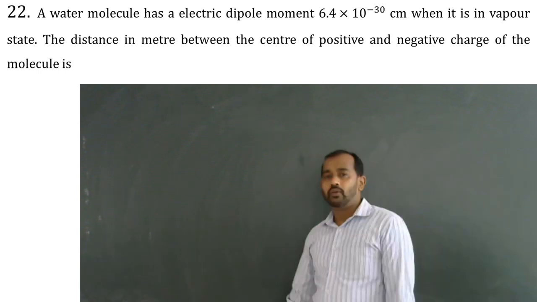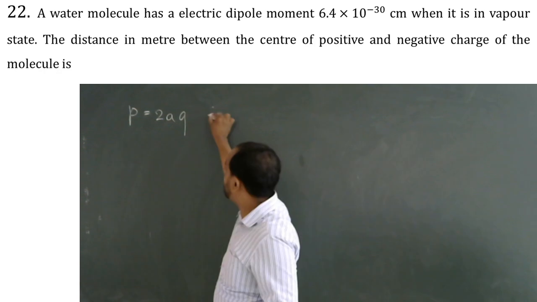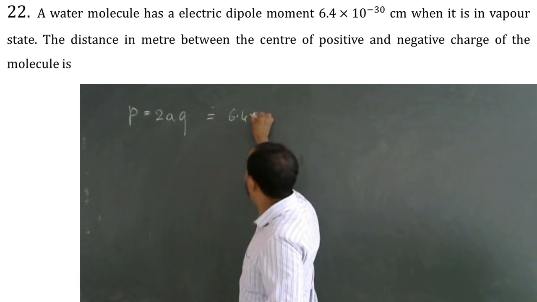How to find out the answer? The dipole moment has been given, P, which is given by the expression 2a into q. So this is the dipole moment of the water molecule when it is in a vapor state. That means a single molecule can exist here as a vapor, and its value is given as 6.4 into 10 raised to minus 30 units. Units means distance into charge, so it will be represented as coulomb meter. And it is not cm, it should be capital C.